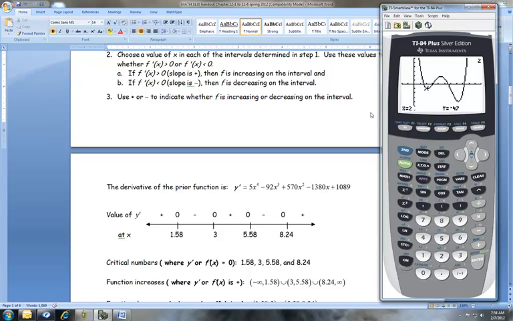There's my negative. Now if you want to actually see where it is and see the sign, I leave it up to you. But I just look at it and I can tell if it's going to be positive or negative in a section. Between the second and third 0, between 3 and 5.58, my derivative is above, which means it has to be positive.